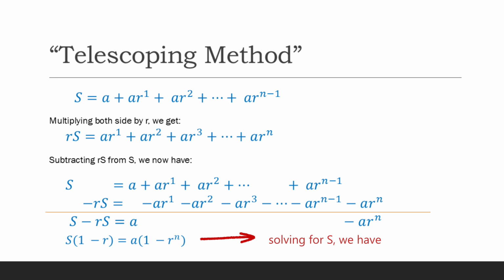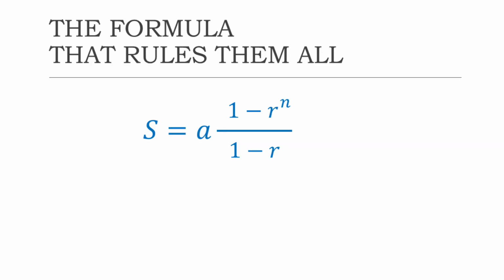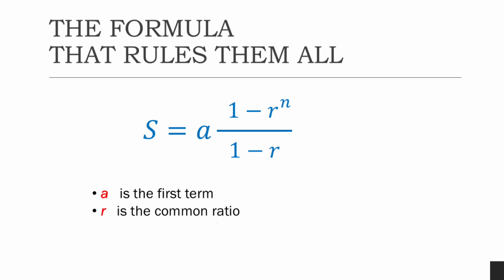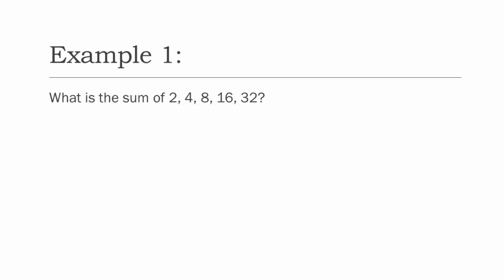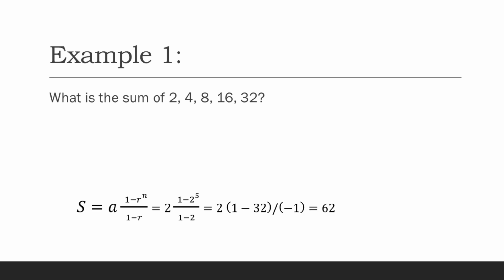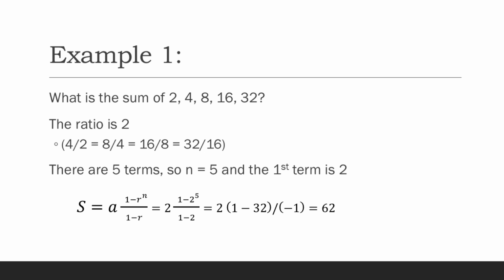Now, solving for S, we have the formula for the sum of the geometric progression, where A is the first term, R is the ratio, and N is the number of terms in the summation. Here, for example, what is the sum of the numbers 2, 4, all the way up to 32? Using the formula, we get S equals 62, where the ratio is 2, there are 5 terms, so N equals 5, and the first term is 2.